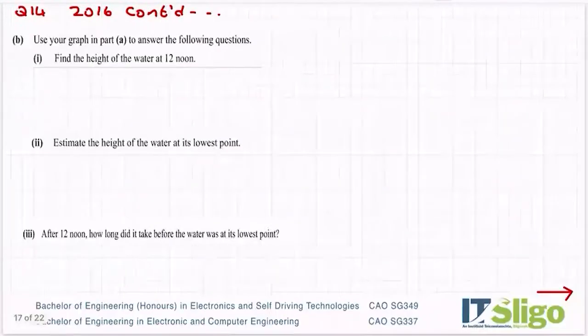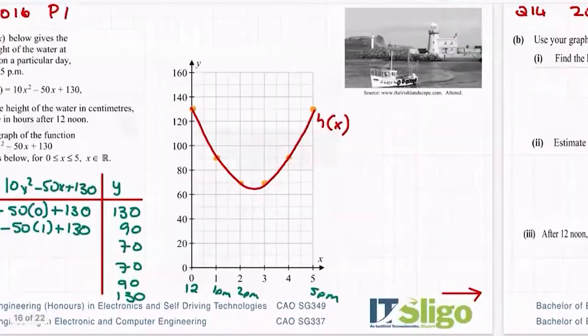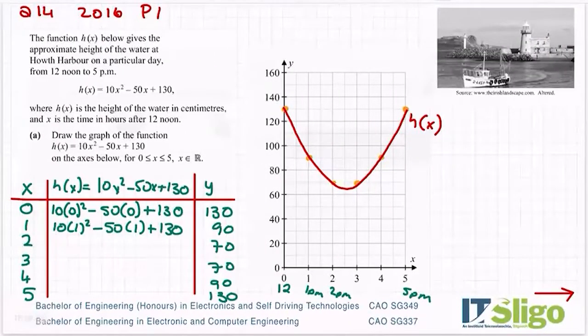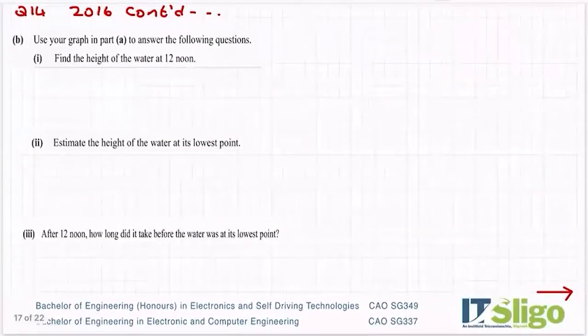Okay, so the question then says, use your graph to find the height of the water at 12 noon. Okay, so at 12 noon, see the way I'm dotting up on my graph until I hit my actual graph. The height of the water is 130, and I'm looking for units. I'm reading here for units. H is the height of the water in centimeters. Okay, so 130 centimeters.